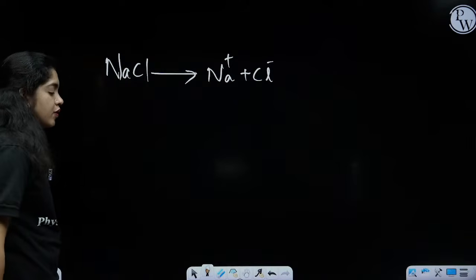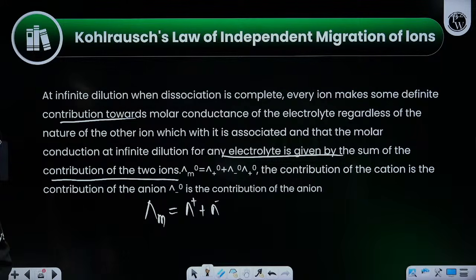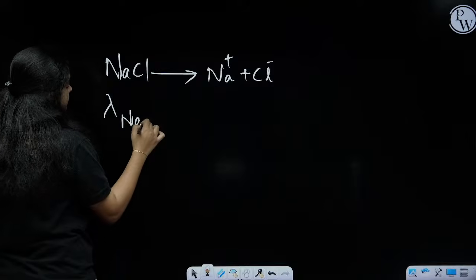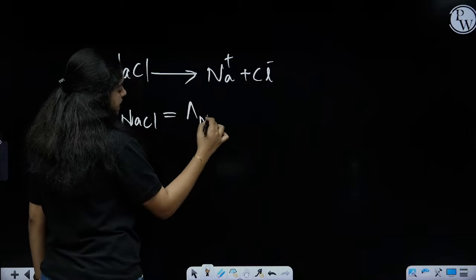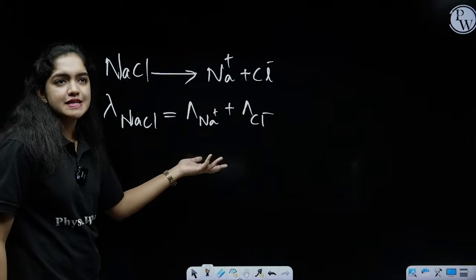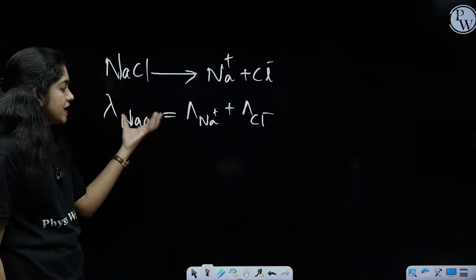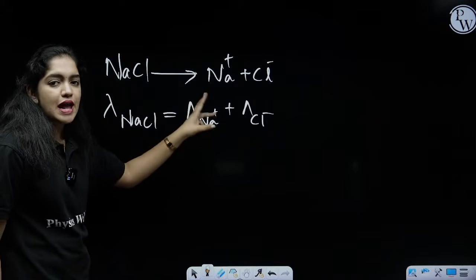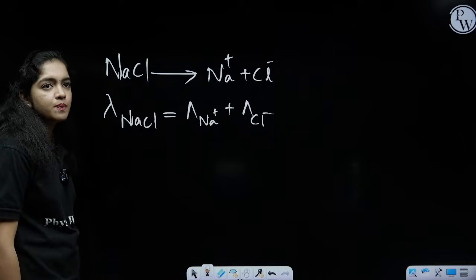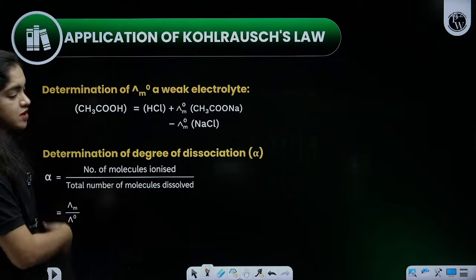So how will we calculate the molar conductivity? According to Kohlrausch's law, the total lambda of NaCl is given by lambda Na plus plus lambda Cl minus, that is cations plus anions. Very easy. According to the law of independent migration, it is equal to the sum of the individual ions, cations and anions, that is lambda Na plus plus lambda Cl minus. Is that clear?